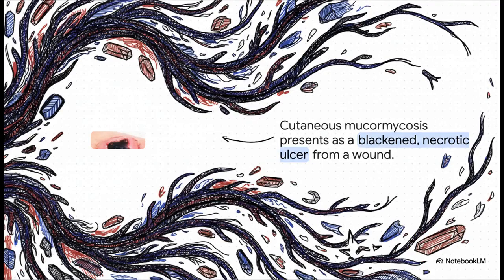And this is what it can look like when it gets in through the skin, which often happens after a severe trauma or a burn. This is not a simple wound infection. That blackened, necrotic tissue is the sign of that hallmark angio-invasion, with the fungus just destroying everything from the inside out.